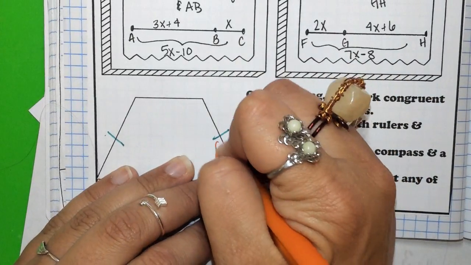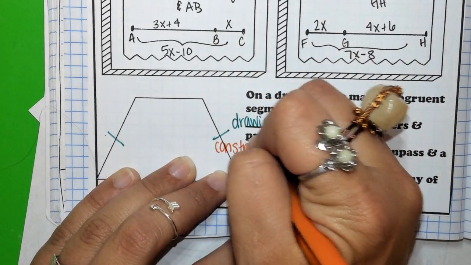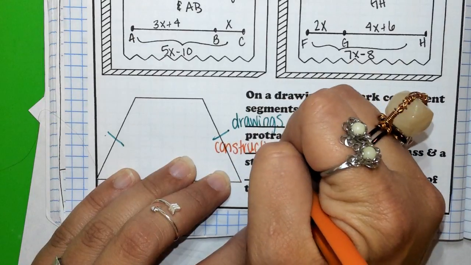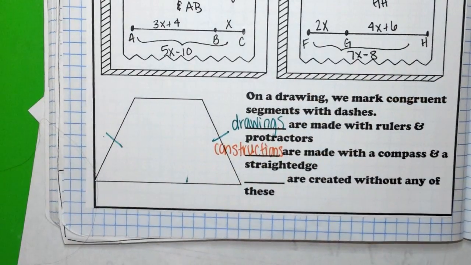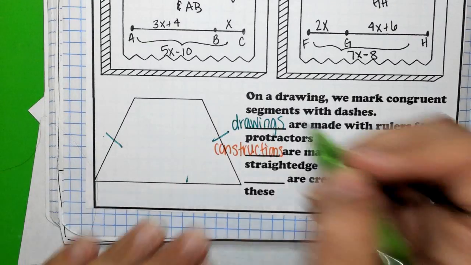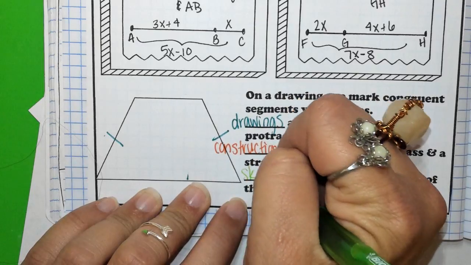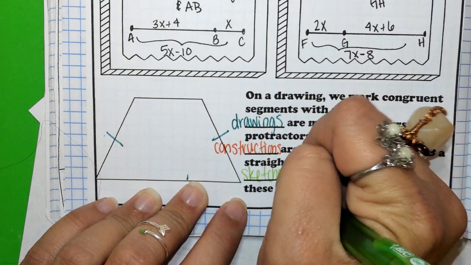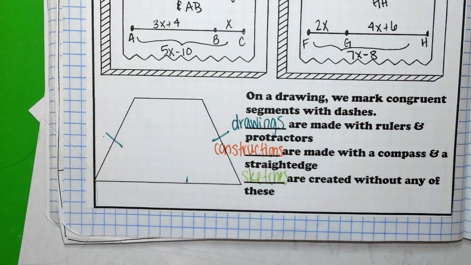Constructions are made with a compass and a straight edge. And the last one is a sketch. If you don't use anything, it's called a sketch. So sketches are created without any of these.